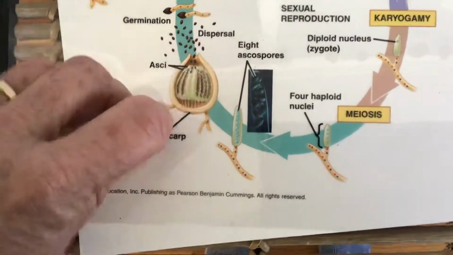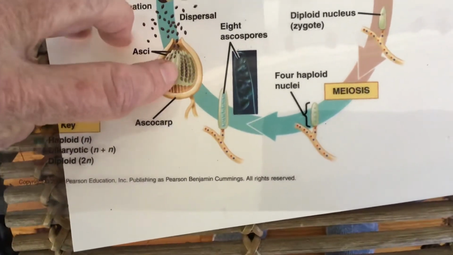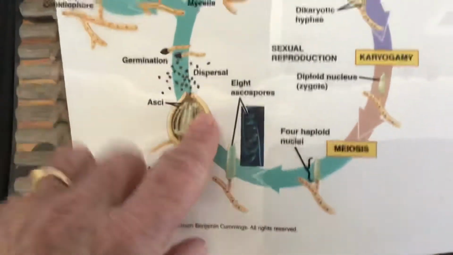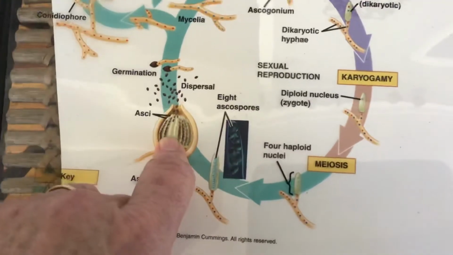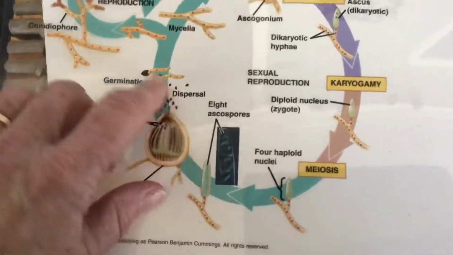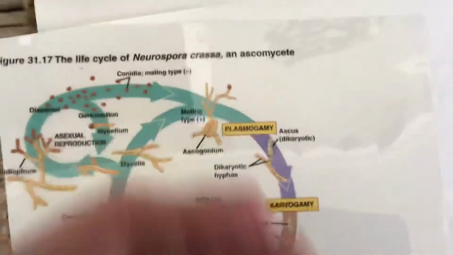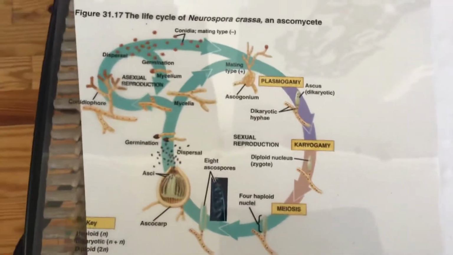So each one of those, that's one, that's one, that's one, etc. Each one is producing the ascospores, and those are haploid and will drop on the ground, and it can do the asexual part, or it can eventually go on and do the sexual part of the life cycle. All right? So that's their life cycle.